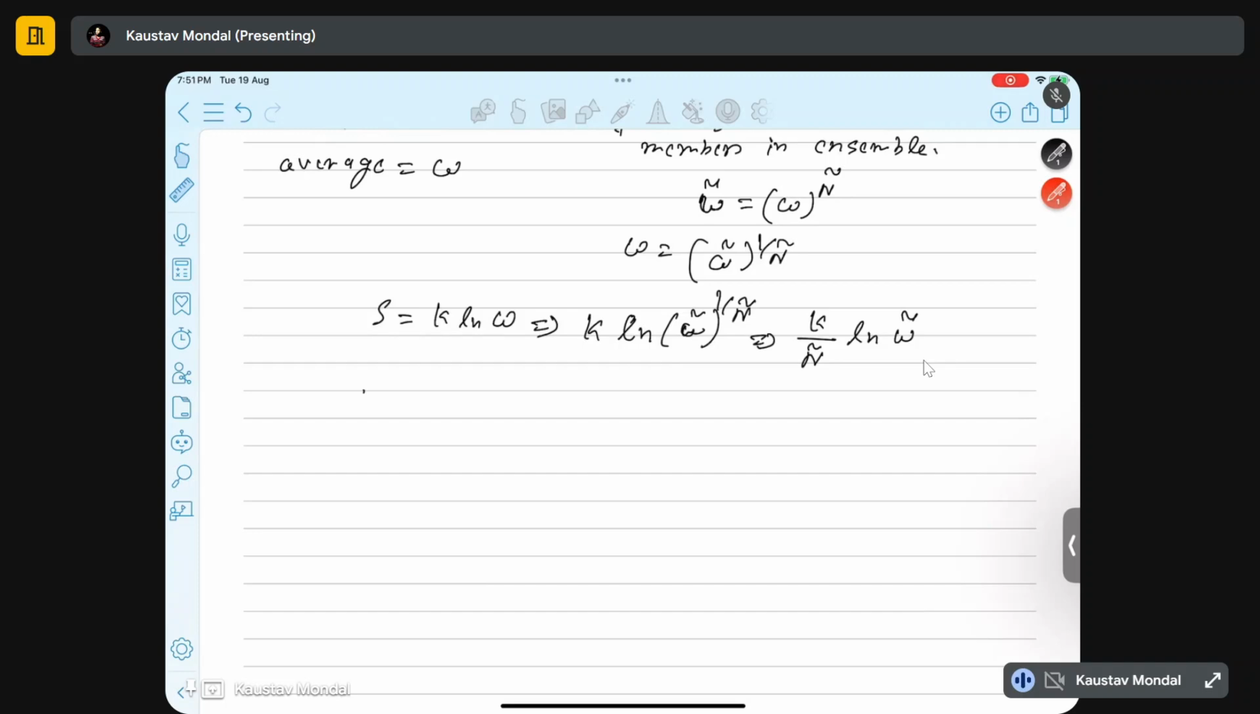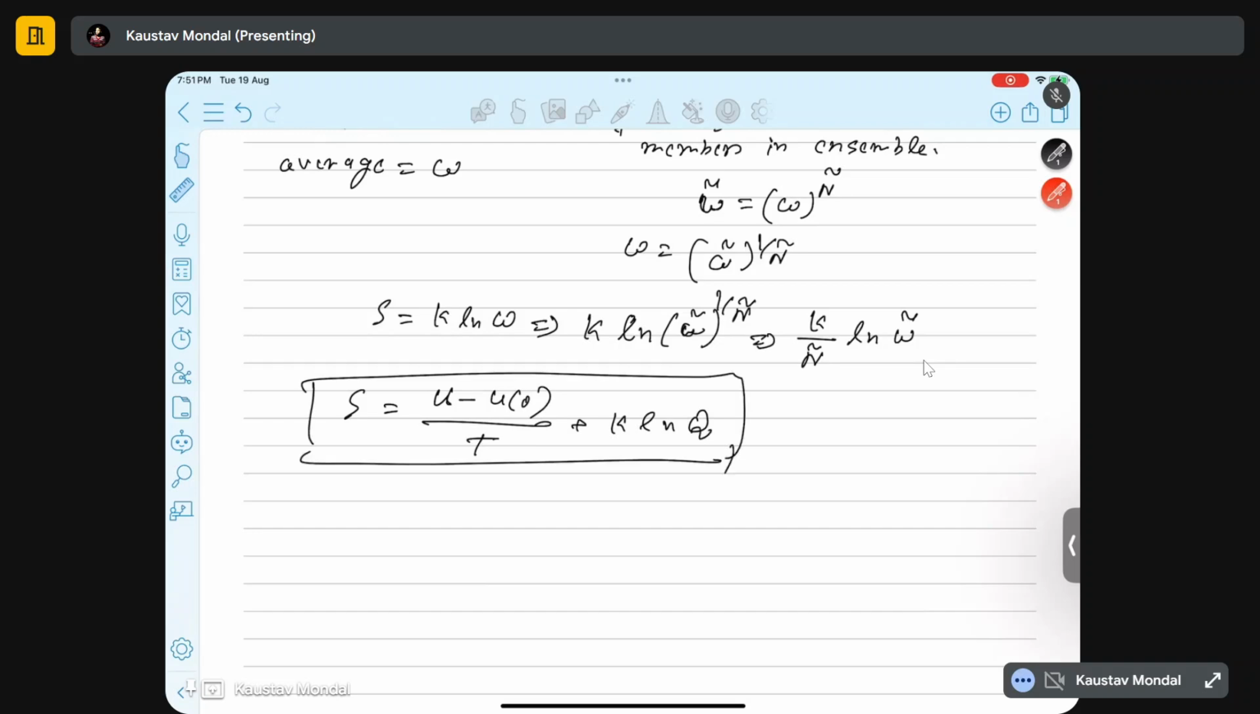Now, in a similar way, the entropy can be derived in terms of the partition function. It will be like this, plus A ln Q, capital Q. Okay, so this is it.